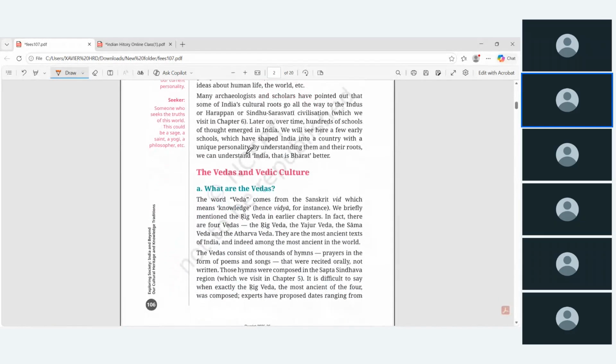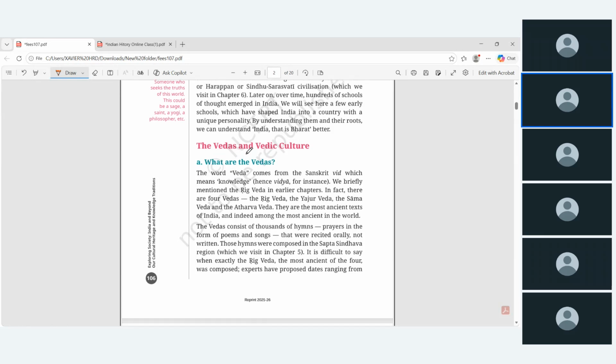Here it directly comes to what the Vedas are. The word Veda comes from the Sanskrit word vid. Vid means knowledge.